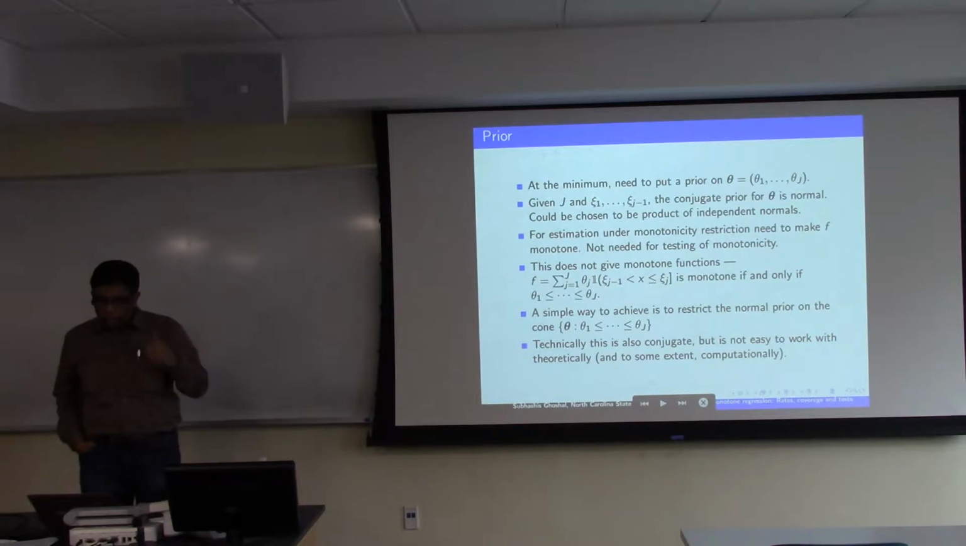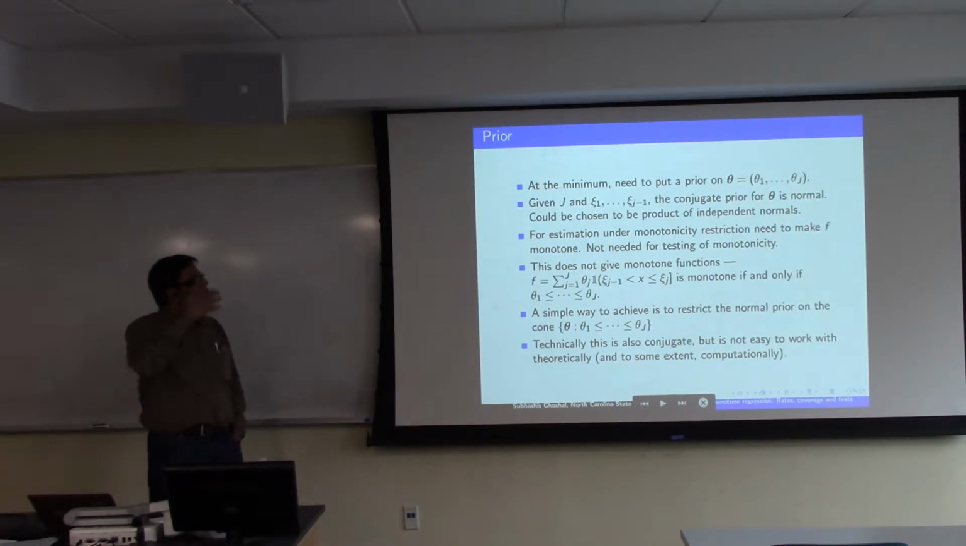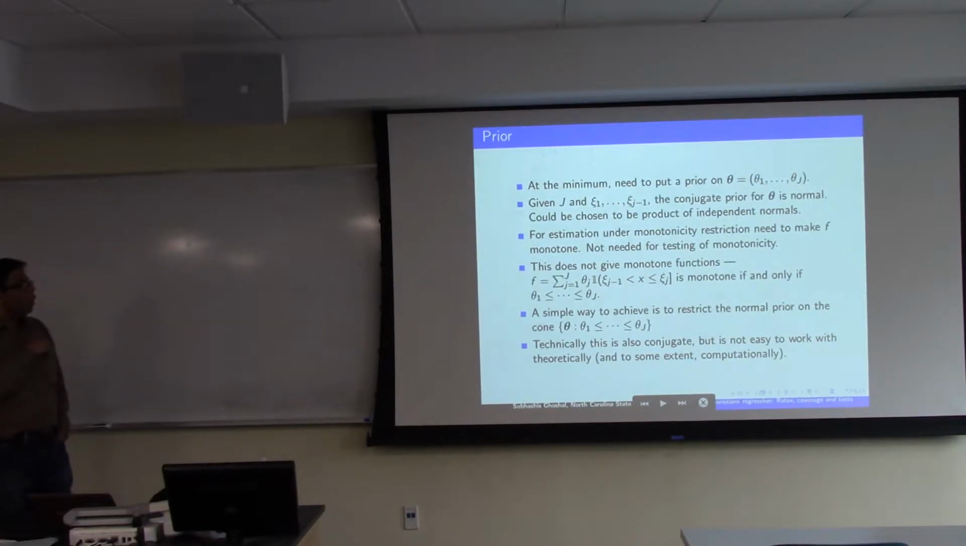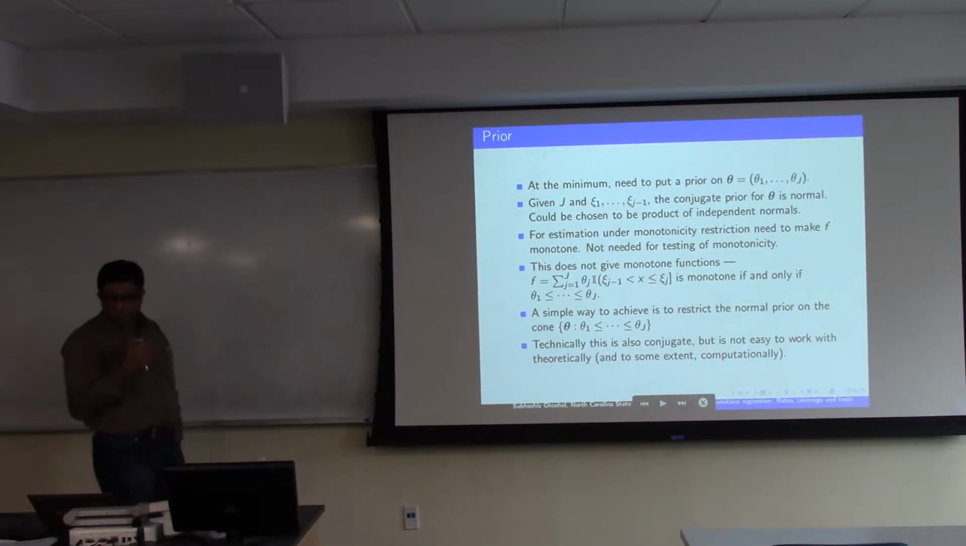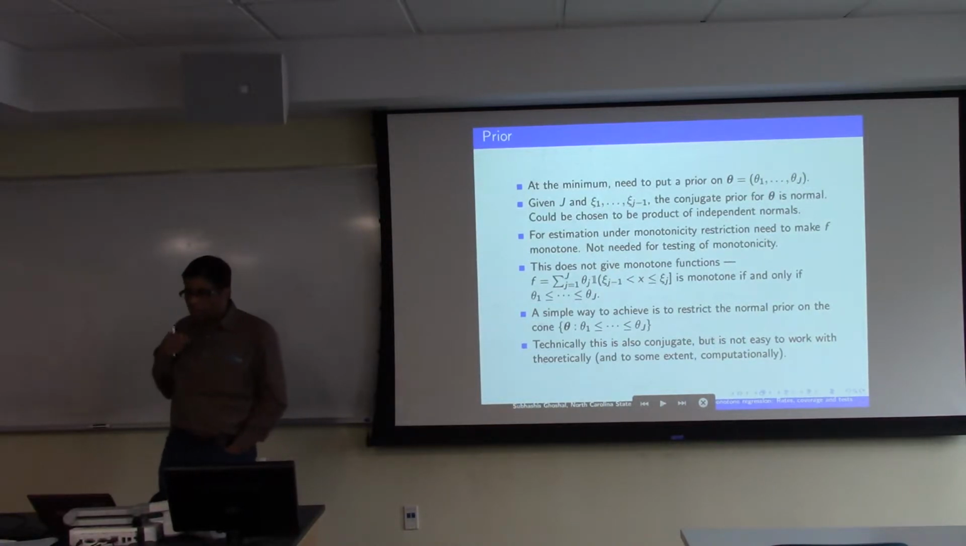For that, you can, for instance, use a conjugate prior, which makes the posterior like the prior. So if you put a normal prior on the thetas, then the resulting posterior for theta is also normal. It could start with independent normals or a multivariate normal. Either way, it's fine, it's conjugate.